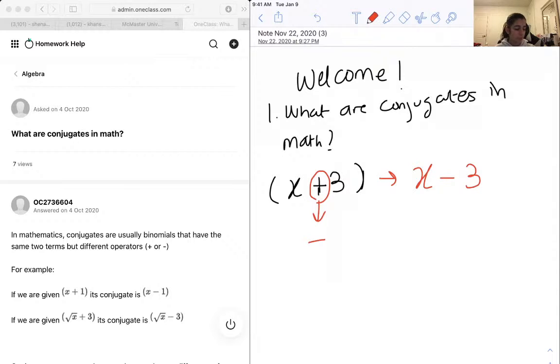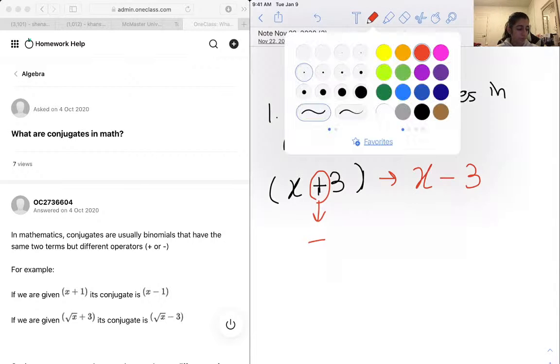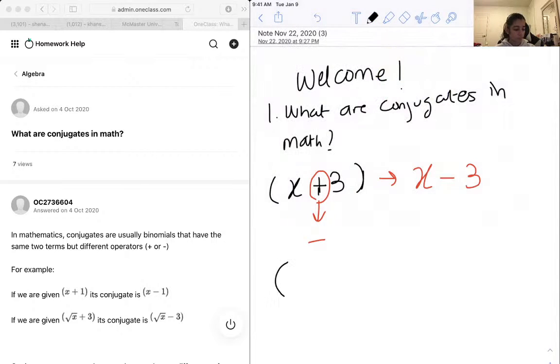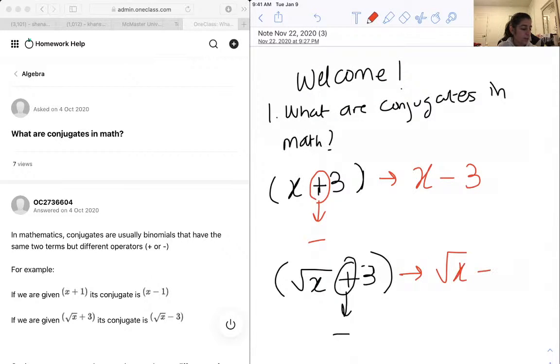Another example could be square root of x plus 3. Same thing, we're going to take the term over here and think of its conjugate and keep everything else the same. So the conjugate for that would be square root of x minus 3. That's its conjugate.